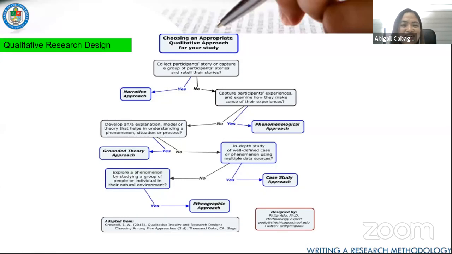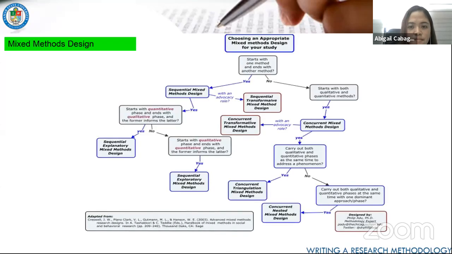Okay, so for the mixed methods design, a mixed method design is characterized by a combination of at least one quali and one quanti. Okay, so in choosing an appropriate mixed method design, this is also designed by Creswell.